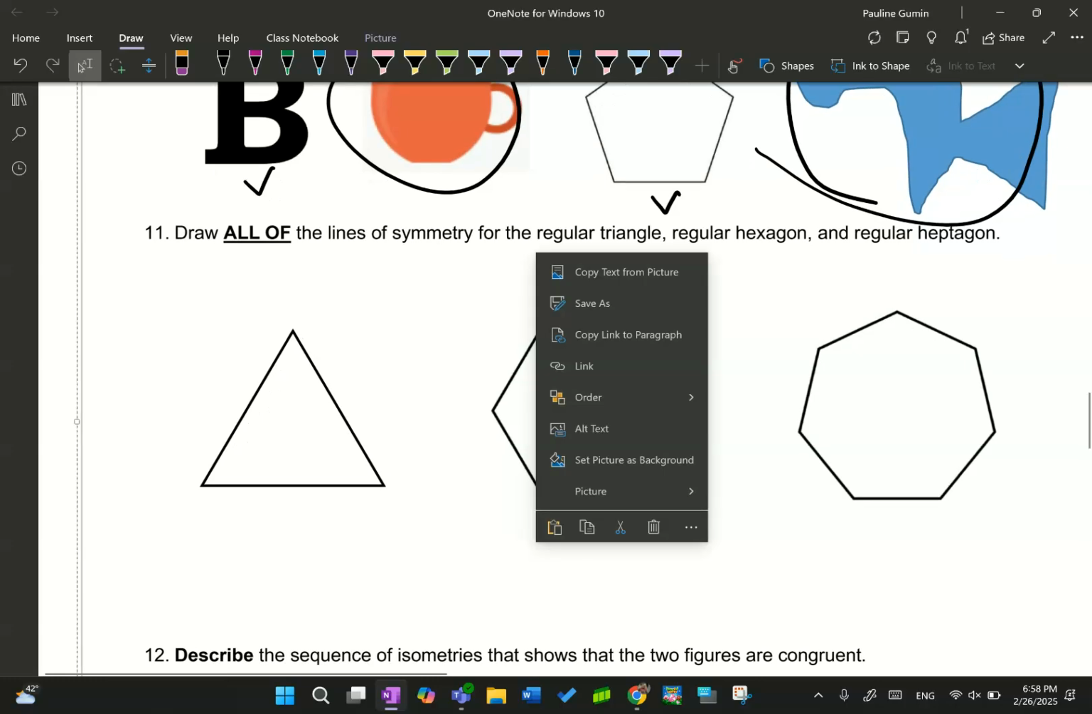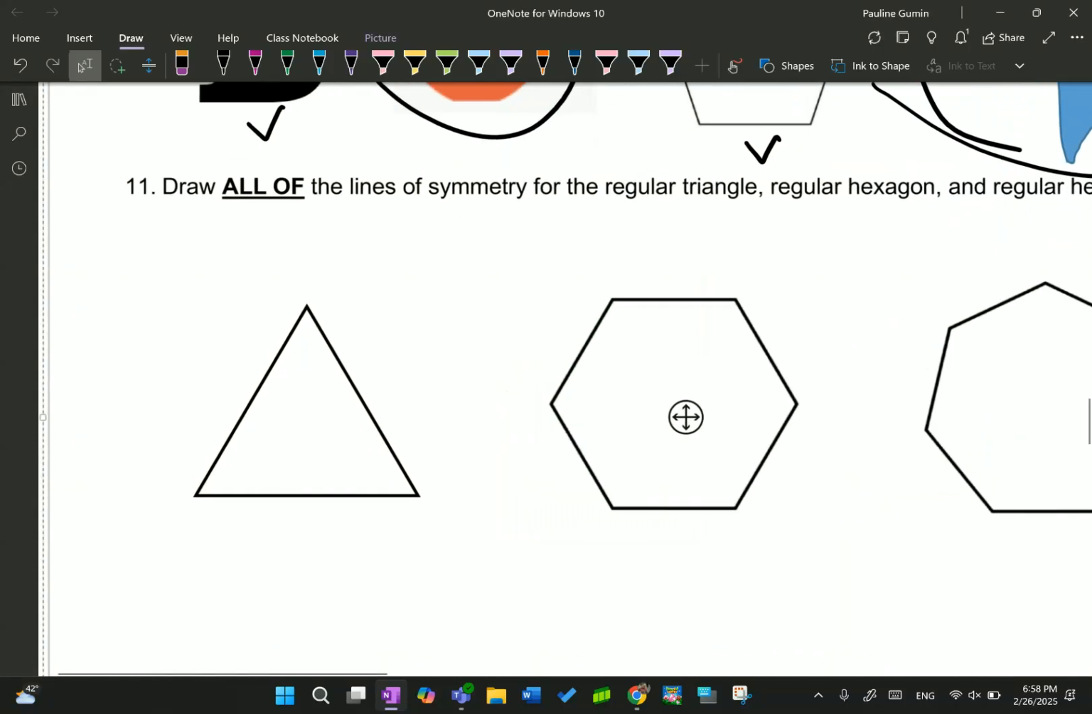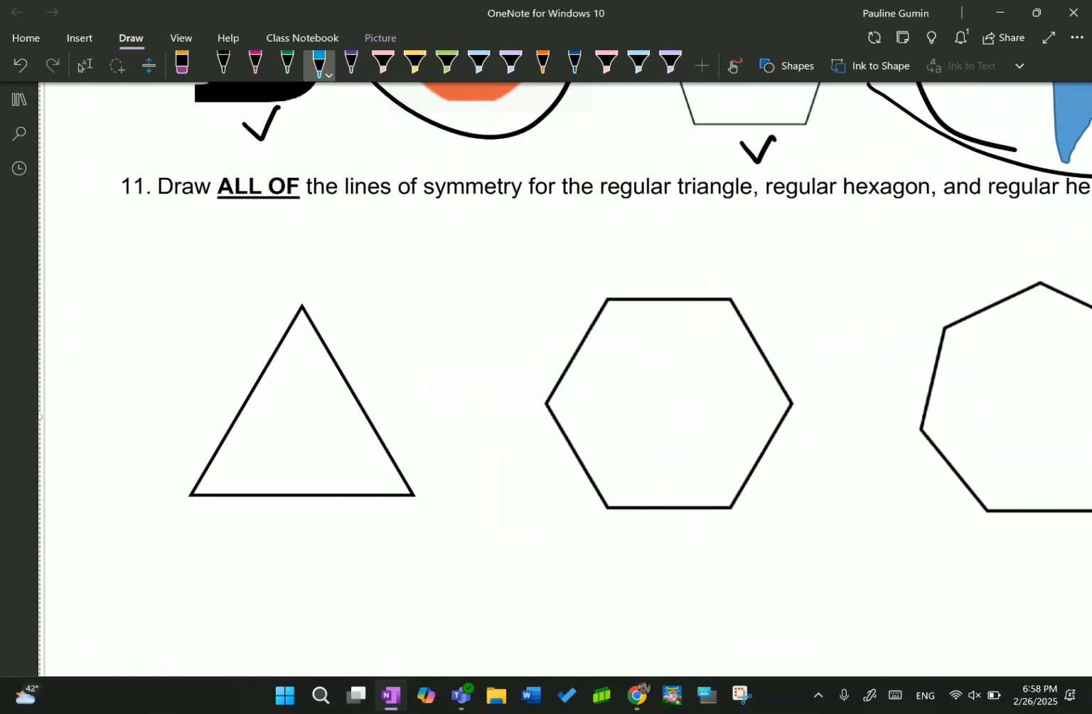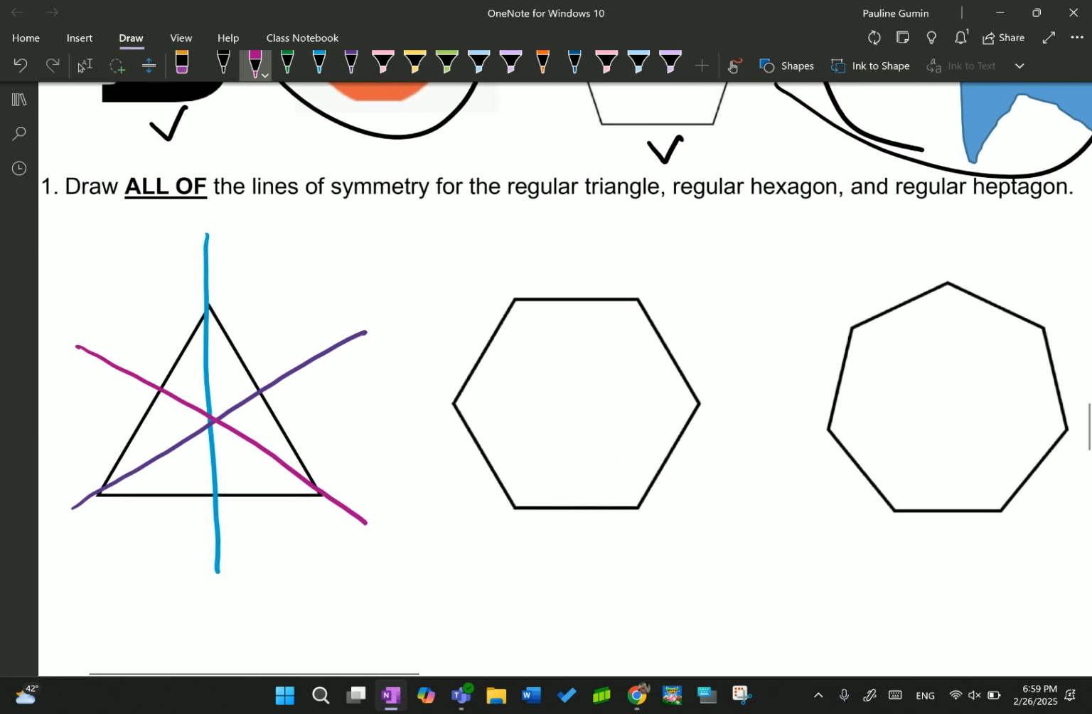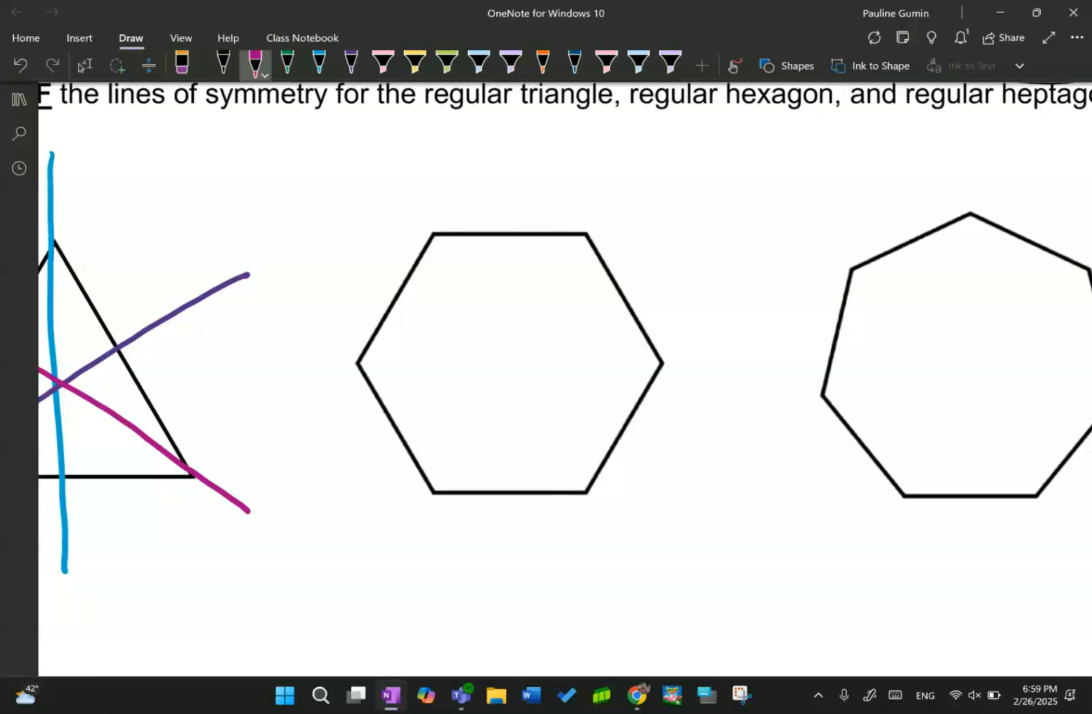Number 11. Let's draw all the lines of symmetry. Let's do it. Little hint here. The amount of sides we have is the amount of lines we should have, because of these irregular shapes. So we got one here, one here, one here. So 3 for 3 sides. This has 6 sides. That means we'll have 6 lines.